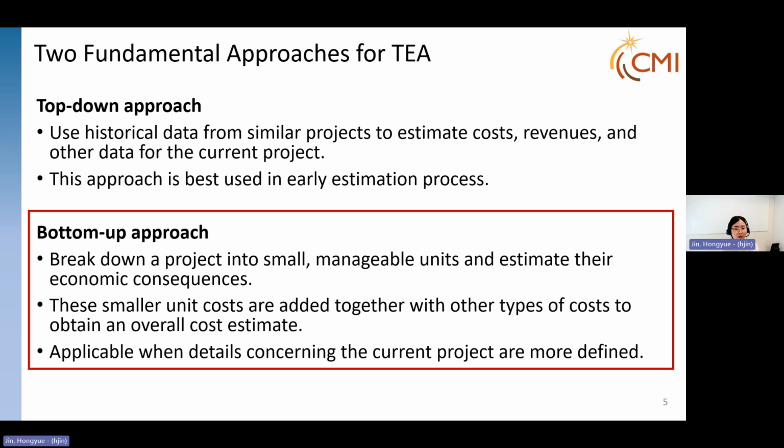Today's talk will focus more on the bottom-up approach, where we break down the entire project into smaller unit process levels and estimate the economic consequences of each unit process and add them up. So we start from the bottom, with very detailed, specific process data, and add them up to move up. So this will be a bottom-up approach. It's helpful when we have more details available, such as technological detail and process detail, so we can use it to estimate the cost, revenues, and other information.